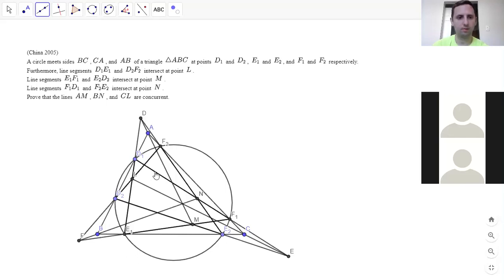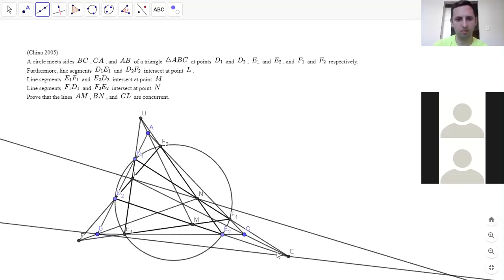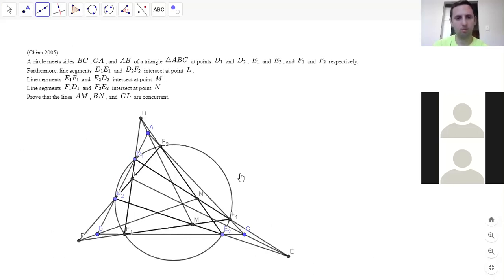This would be, is LN parallel to BE? I don't think that could be. No. Maybe trig Ceva or trig Ceva. I try to avoid trig, but maybe that'll give us an idea.